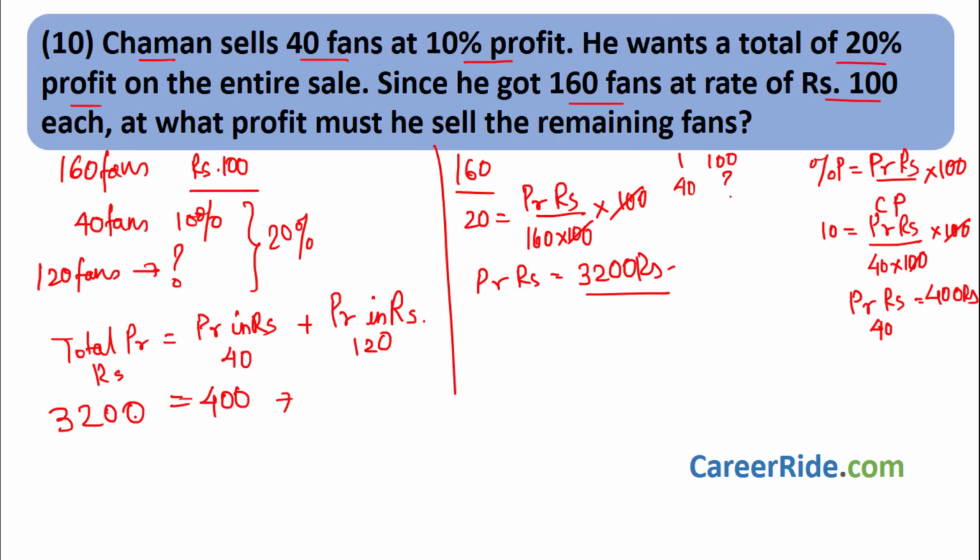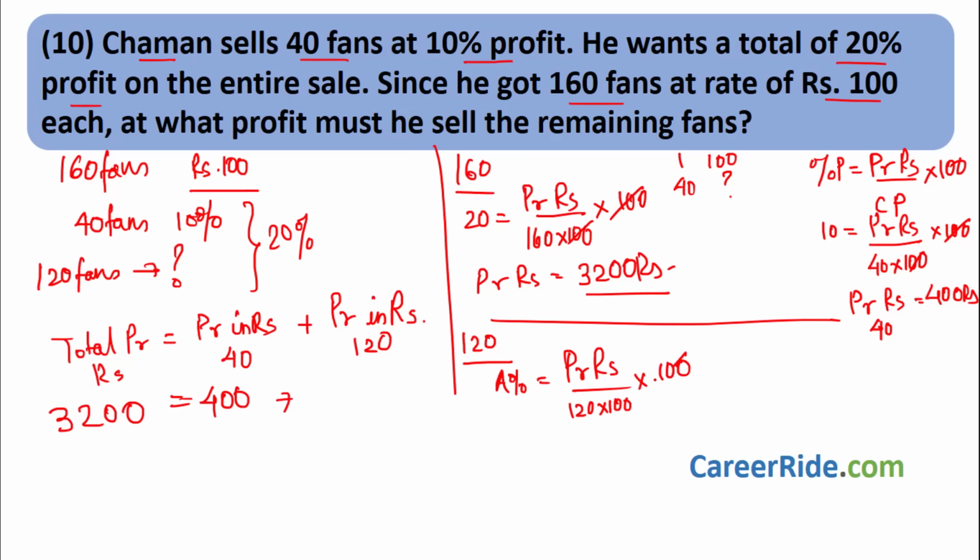Let's write over here. Now the profit in rupees for the 120 remaining fans. At what percent profit should he sell? We do not know. Let us assume that he sells them at A percent. Profit in rupees, do we know? No. What is the cost price for the 120 fans? 120 fans, each fan is 100 rupees, multiplied by 100. Profit in rupees for 120 fans is 120 multiplied by A. Put the value over here, multiplied by A.